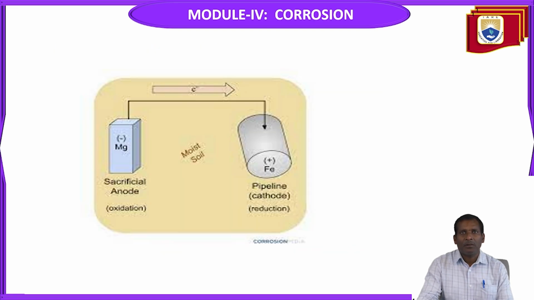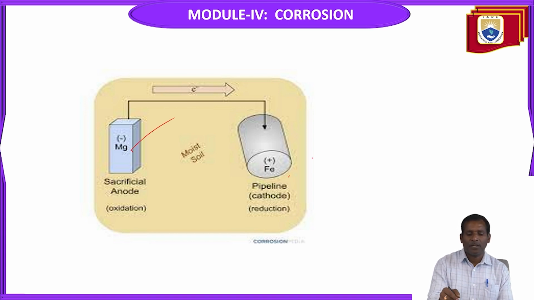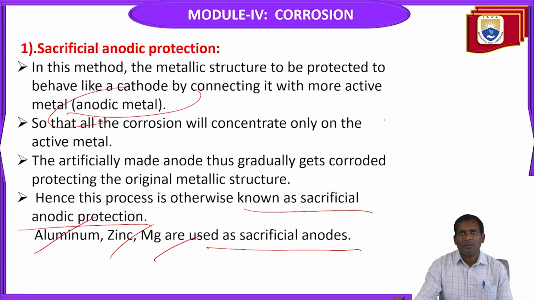Here in this diagram, we have the sacrificial anode and the pipeline, which is the cathode. At the sacrificial anode the reaction is oxidation, and at the pipeline it is reduction. The electrons flow from the sacrificial anode to the pipeline cathode. One is magnesium and the other is ferrous. In sacrificial anode protection, the metallic structure to be protected behaves like a cathode.